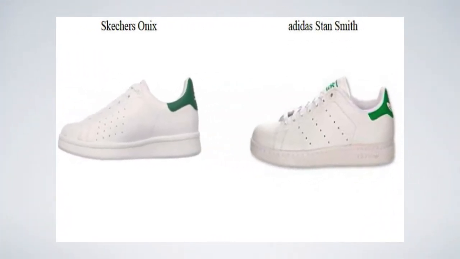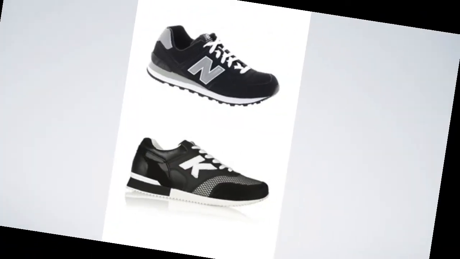Let's look at another pair of shoes. The Skechers Onyx versus the Adidas Stan Smith. Another design patent case where the green part on the back of the shoe, the shape, the color were too similar. So the first company sued the second company, saying you have infringed our design patent. Your shoe is confusing our customers. They don't know if they're buying your shoe or our shoe, and we designed our shoe to stand out. We designed it so our customers would know it was ours.